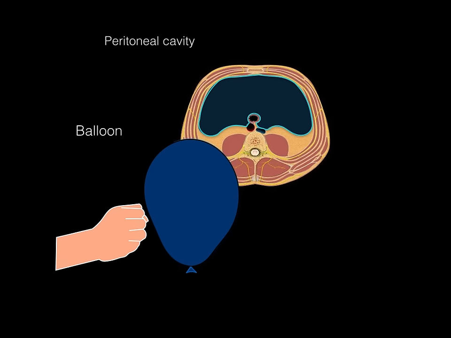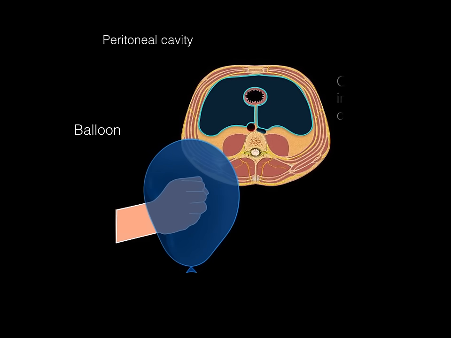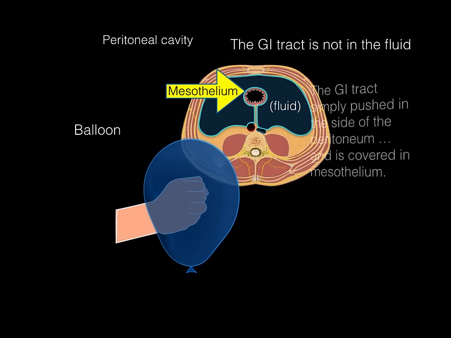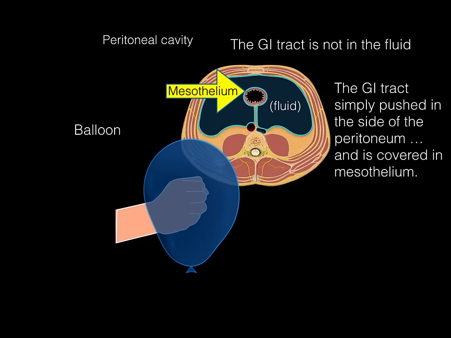And so if we then do this, shing, shing, shing, notice the following. Is the GI tract in the peritoneal cavity? The answer is no. Why? Well, there's our mesothelial tissue lining the outside, and then notice the peritoneal fluid. The GI tract is not in the fluid. The GI tract simply pushed in the side of the peritoneum and is covered in mesothelium, much like a fist in the side of a balloon.